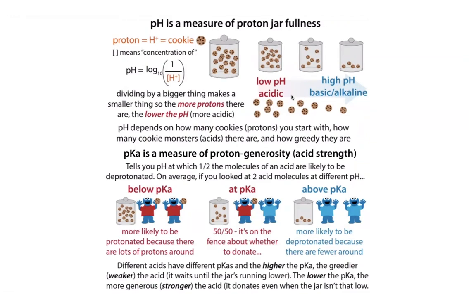And remember that the pKa is the point at which half of it is protonated or half of it is deprotonated. If you have a pKa that's lower, this means that half of it is going to be deprotonated at a lower pH, at a fuller cookie jar. So basically, this is your stronger acid. So a stronger acid is going to have a lower pKa. Conversely, if you have a higher pKa, this is saying that you have to get the cookie jar to be pretty empty, to be more basic, more alkaline, higher pH, in order for half of it to be deprotonated.